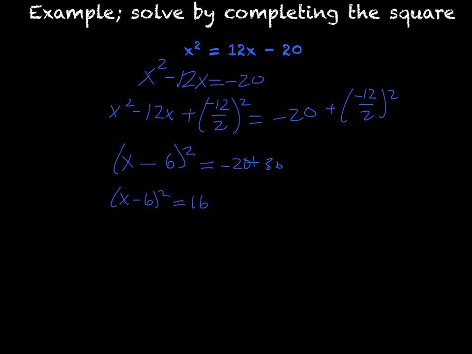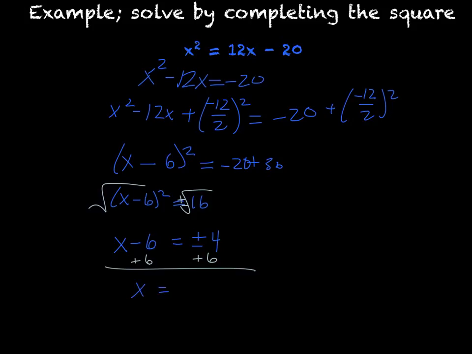And then I take a square root of both sides. When I take a square root, it becomes a plus or a minus. You add it or subtract it. So I have x minus 6 equals positive or negative 4. And then I add my 6. And I have x equals 6 plus or minus 4. So that's going to give me x equals 6 plus 4, which is 10, or x equals 6 minus 4, which is 2. So those are your two answers.